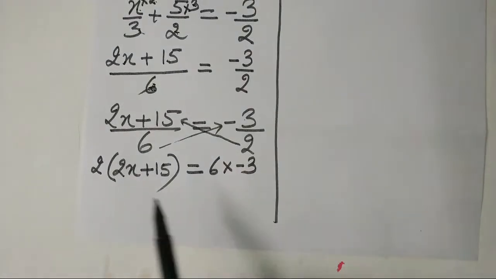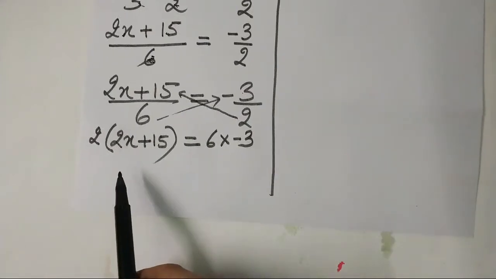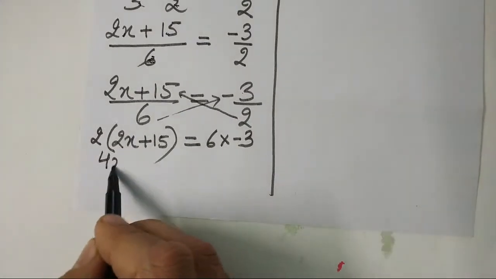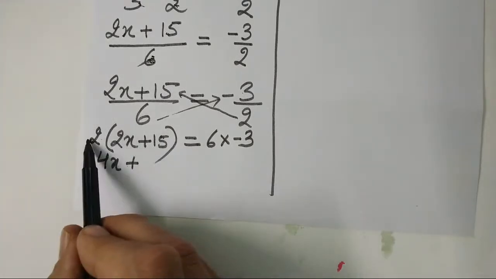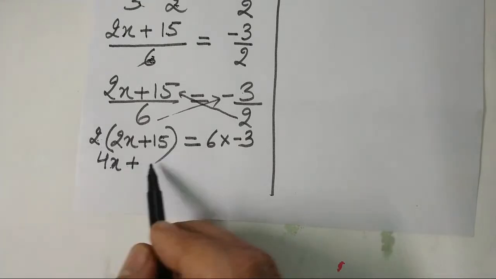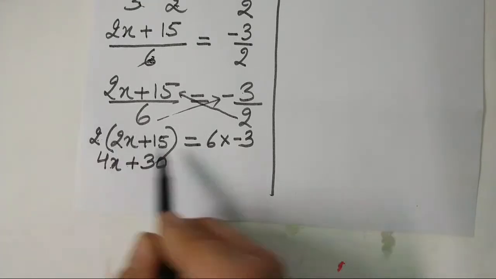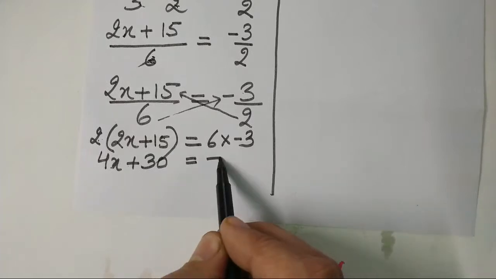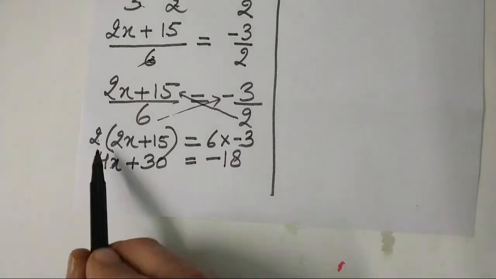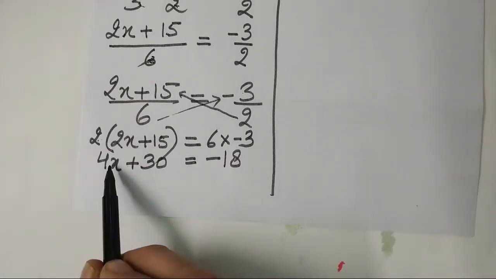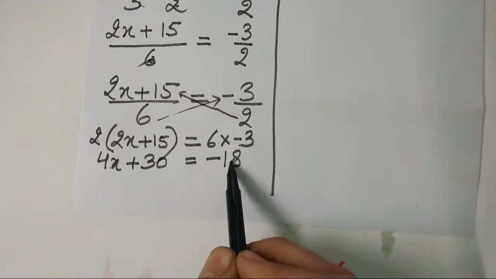So it becomes 2 into 2x, and now this is the algebraic rule: 2 into 2 is 4, and 2 into 15 is 30. And on the right side it will become minus 18. Now 2 into 2 is 4x, so 4x plus 30 is equal to 6 into minus 3, which is minus 18.